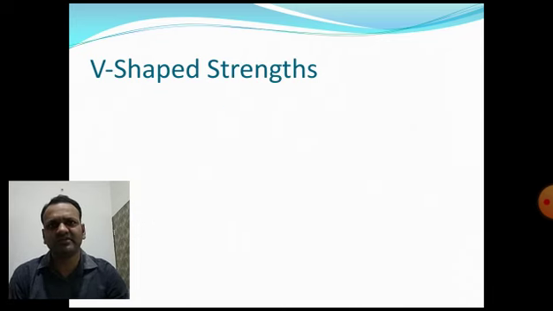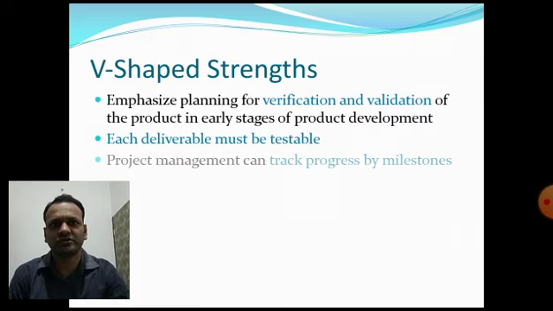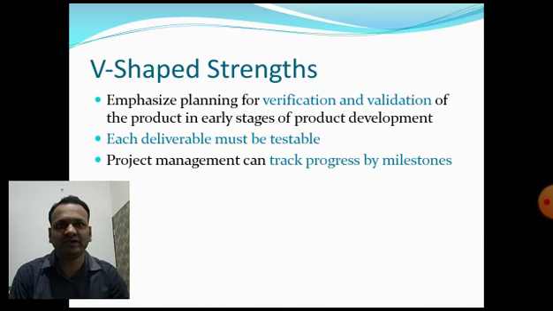Like the waterfall model, there are some strengths and weaknesses of the V-shaped model also. In the V-shaped model, the planning for verification and validation of a product happens in the early stage of product development, because we are going to plan parallelly. Therefore, we have to plan for each and every module, each and every stage, earlier. Because if we do not plan for verification and validation, then it will be difficult to plan parallelly at the time of software development.